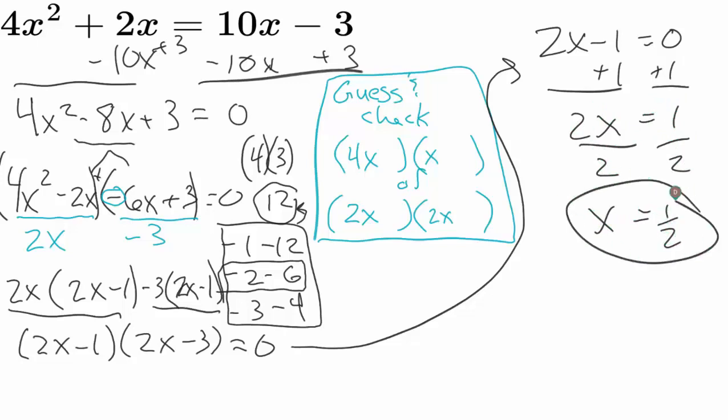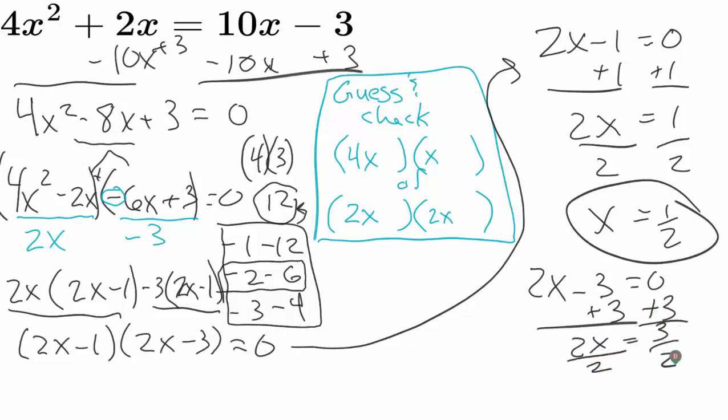And then I take my 2x minus 3 equals 0, and we're going to solve for that. X equals 3/2 or 1.5. So you could either write it as 3/2, or you can write it as 1.5. All right, so that's how we would work that one out.